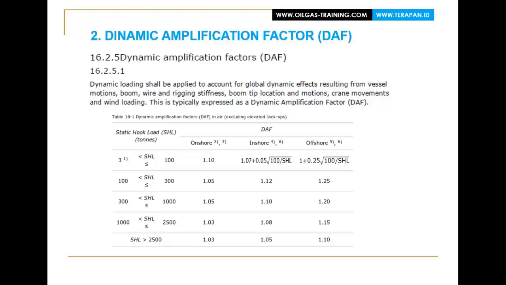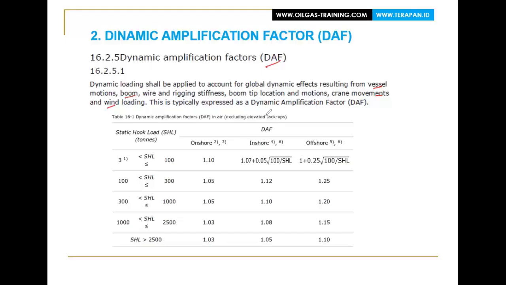So, this DAF is used to anticipate the increase of the load due to dynamic effects, caused by the movement of the vessel, then also crane movement, as well as swings due to wind. So this lifting is not static, it will move and swing. Now we anticipate it using this DAF factor.